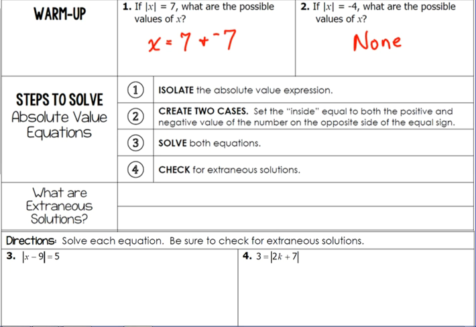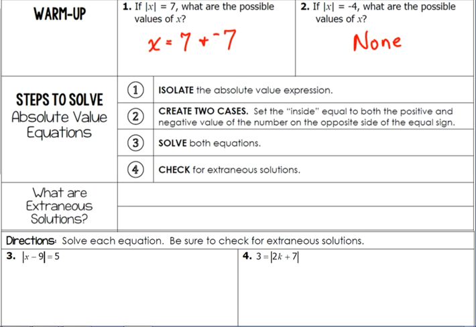So we're not going to solve equations like that. It is an equation because it has an equal sign, but absolute value of x equals 7 is just too easy. So we're going to add a little bit to it, but here are your steps. You're going to isolate the absolute value expression. So if there's anything multiplied in front of it, anything added or subtracted from it, you need to move that over to the other side.